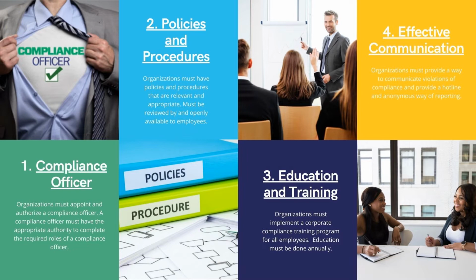Number 2, you have to have policies and procedures. So organizations must have policies and procedures that are relevant and appropriate and must be reviewed and openly available to the employees. Number 3, you must have education and training. Organizations must implement a corporate compliance training program for all employees. Education must be done annually. Number 4, effective communications. You must provide a way for communications of violations and must provide a hotline with an anonymous way of reporting.